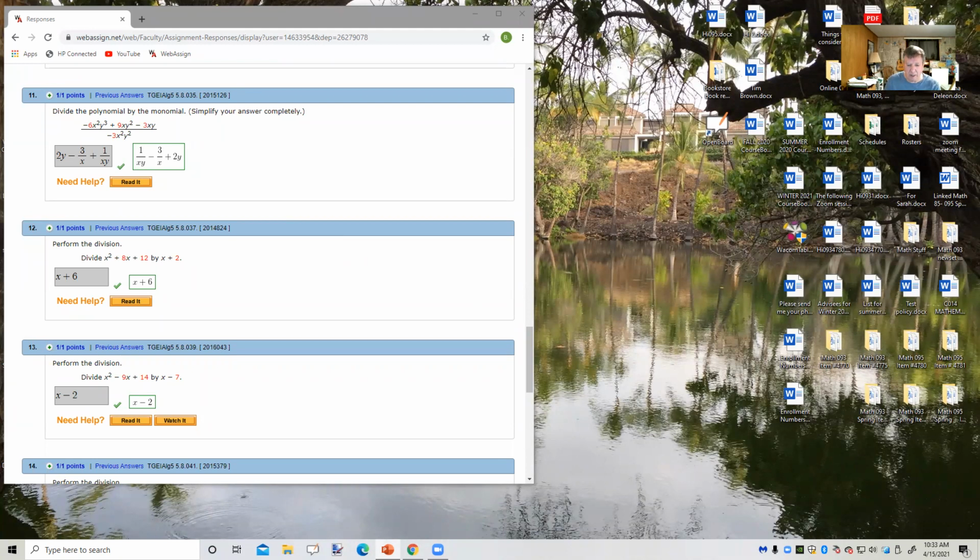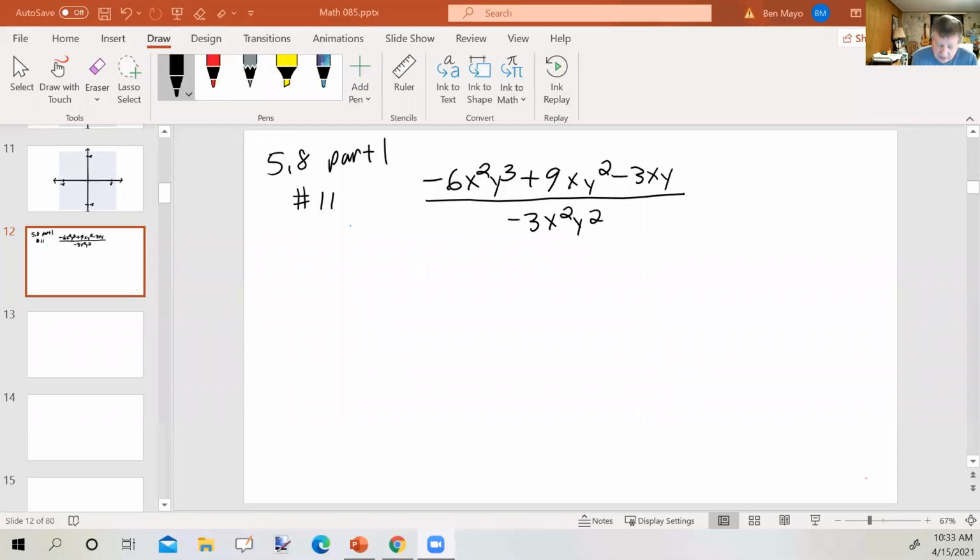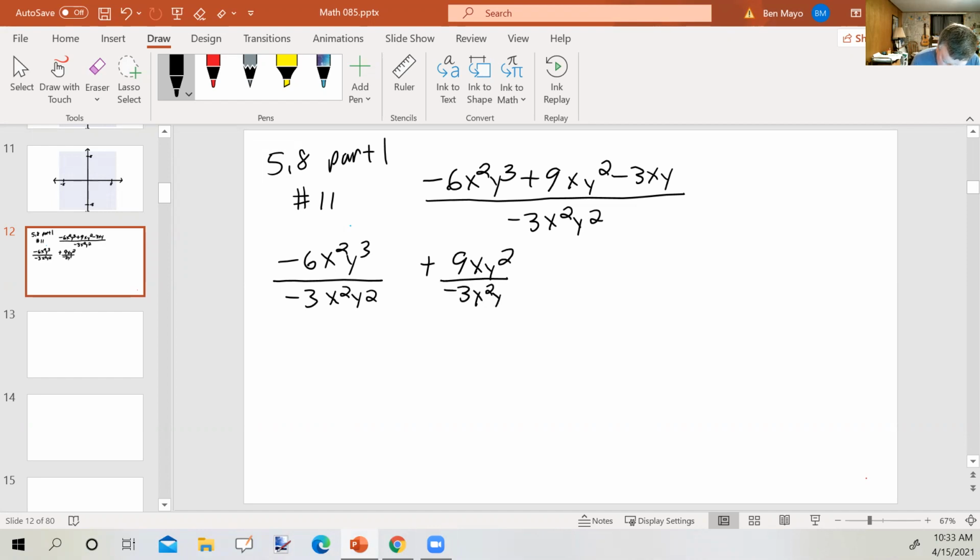All right, so we've got a polynomial divided by a monomial. So we're going to take each term in the numerator and divide it by the term in the denominator. This is going to be plus 9xy squared over negative 3x squared y squared minus 3xy over negative 3x squared y squared. So now we've got 3 separate fractions and we're going to reduce each one independently of the others.